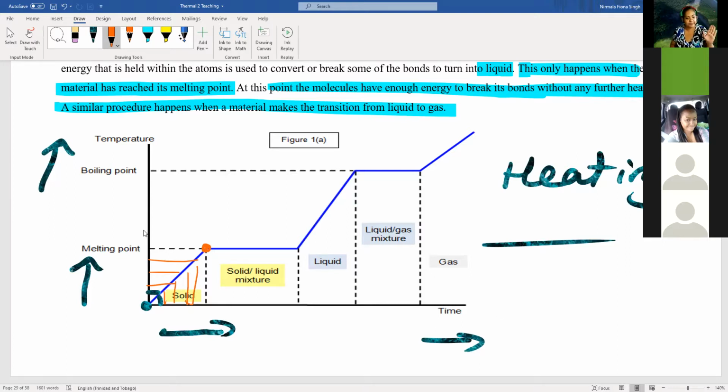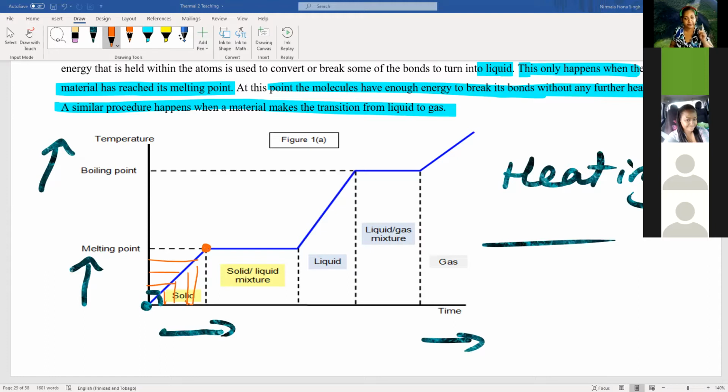So once a material has reached its melting point, and a melting point is a specific point for every single material, once it reaches that melting point, it takes that energy and uses it to convert its solid bonds into liquid bonds. So here we're using the energy for something different. Before we were using the energy to just heat up the system for it to get hotter. But once we reach our specific point of melting point, we are not going to use that heat to change our temperature.